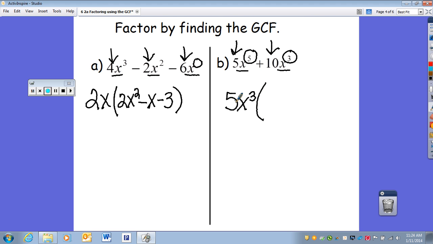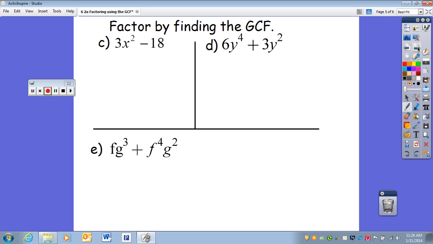5 divided by 5 is 1. And if I have an x to the 5th divided by x cubed, I keep the base and I subtract the exponents. Next, I have 10 divided by 5, which is 2. And I take a look that I have an x cubed and an x cubed. And when I divide those, I get 1. And therefore, that is my solution of dividing by the greatest common factor.